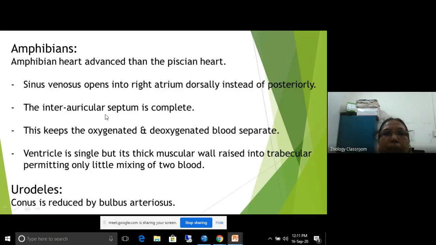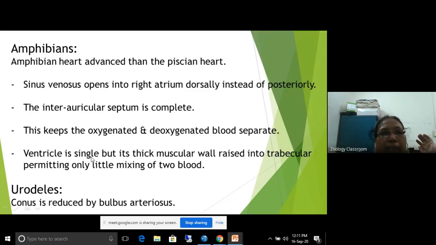There is a formation of the interauricular septum. It is complete, there is no hole. Foramen ovale is not present. This keeps the oxygenated and deoxygenated blood separate. Due to the partition between the auricles, blood collected from the lung by the pulmonary vein is poured into the left auricle, and impure blood is poured into the right auricle, and these are completely separated by a partition called the interauricular septum. This keeps the oxygenated and deoxygenated blood separate.